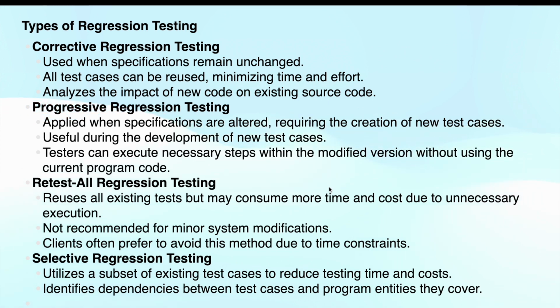Second is progressive regression testing. This approach is applied when specifications are altered and require the creation of new test cases. It is particularly useful during the development of new test cases. Testers can execute necessary steps within the modified or updated version of the program without using the current program code. This method is effective for implementing a few changes in the model and creating new test cases.